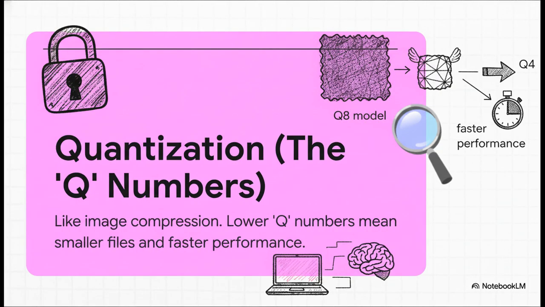Next up is this thing called quantization, and you'll see these little Q numbers all over the place. Here's a great way to think about it. It's just like image compression. A Q8 model is like a perfect, high-quality PNG file. It's big and lossless. A Q4 model, on the other hand, is like a JPEG. It's smaller, way faster, and has a tiny drop in quality that you'll probably never even notice. For what we're doing, Q4_K_M is the absolute perfect balance between speed and performance.